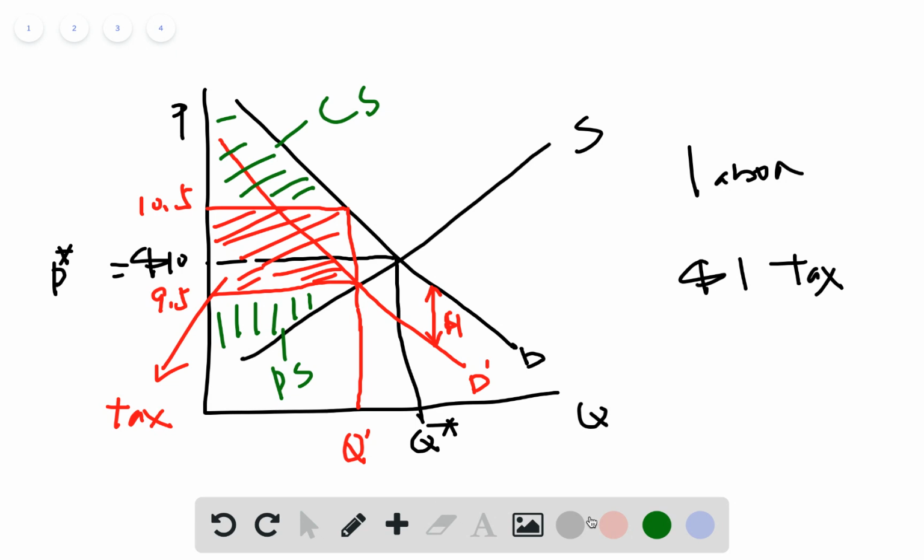Okay, and you can see that here we have a deadweight loss. Because of this tax, we create some inefficiency in this case, and there's some deadweight loss. So that's the reason why a tax may create some deadweight loss.